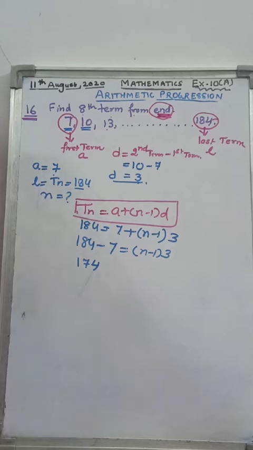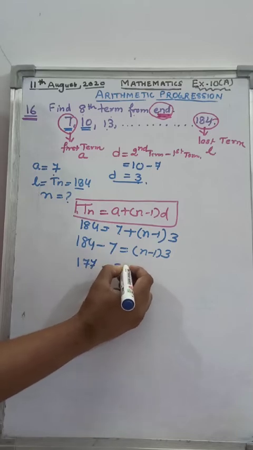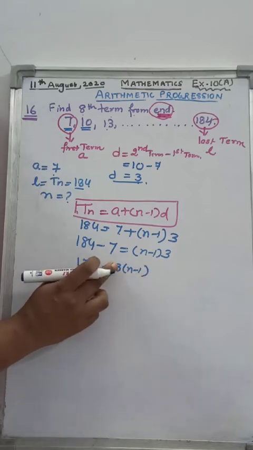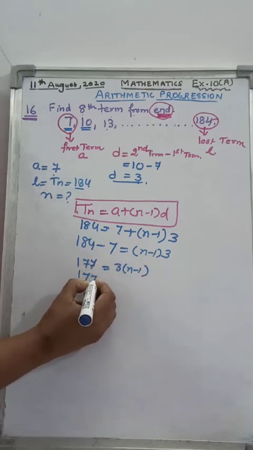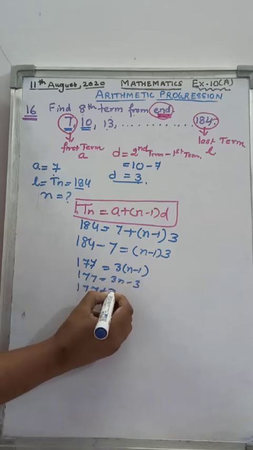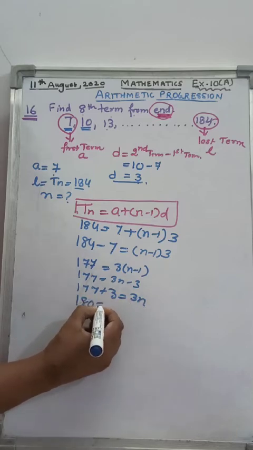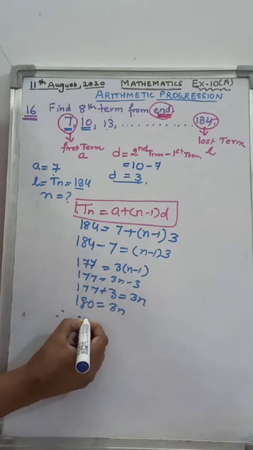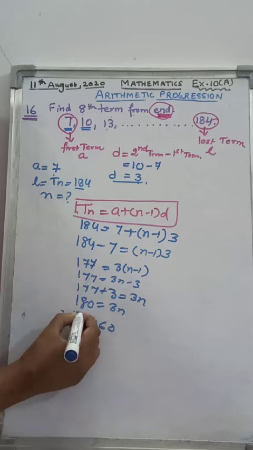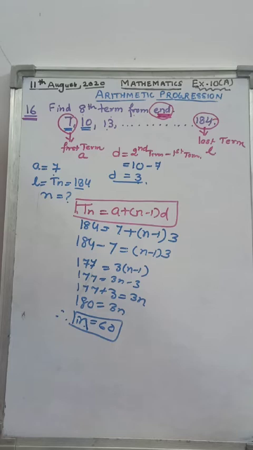So after that it will be 177 equals 3n minus 1. Now what you will do? 177 equals 3n minus 3. 177 plus 3 is equal to 3n. So this will be 180 is equal to 3n. Therefore n is equal to 60. That means how many terms are there? 60 terms are there in the series.